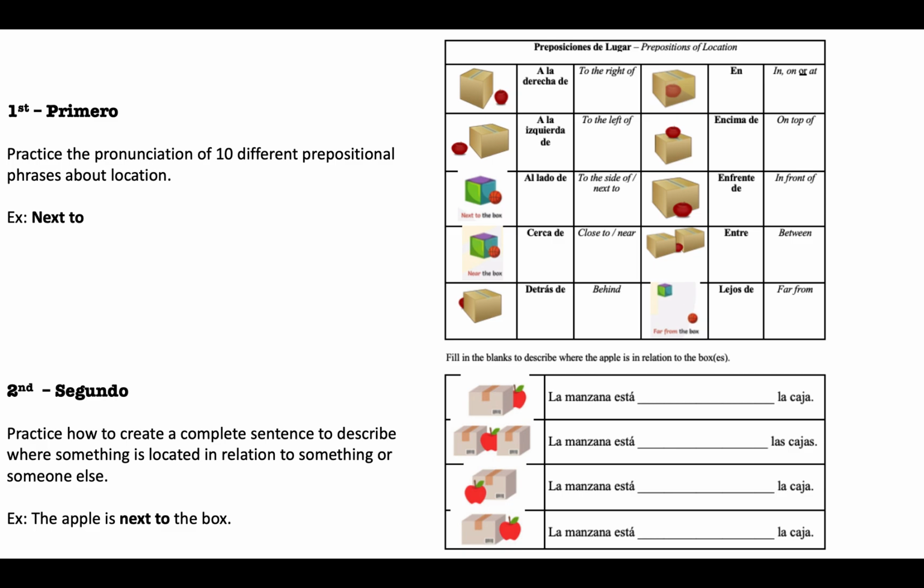Segundo, vamos a practicar cómo crear algunas oraciones completas usando estas frases preposicionales. So second, after we practice how to pronounce those different phrases, we're going to learn how to create different sentences using those phrases. Now, the goal of this is for you to be able to describe where something is located in relation to something else. So if you look at the English sentence here, the apple is next to the box. You can tell where the apple is located in relation to the box because of that prepositional phrase, next to.